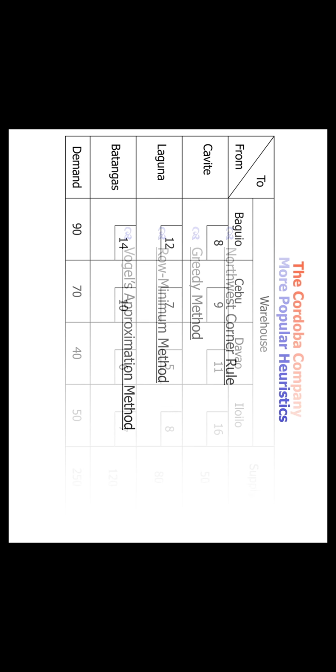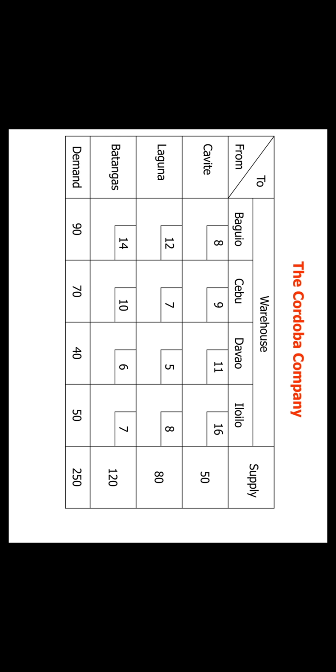Let me now begin with the row minimum method. If you would recall, in the row minimum method, we're supposed to analyze your tableau one row at a time, beginning with the topmost row, or in this case, the row of Cavite. And again, focusing on the least cost per row. So looking at the cells in the row of Cavite, our least cost cell is the one with the cost of 8. How many units can we allocate to that cell? It would now be a choice between the supply of Cavite, which is 50, and the demand of Baguio, which is 90. And we choose the lower value, which is 50.